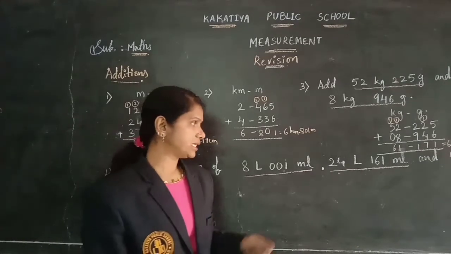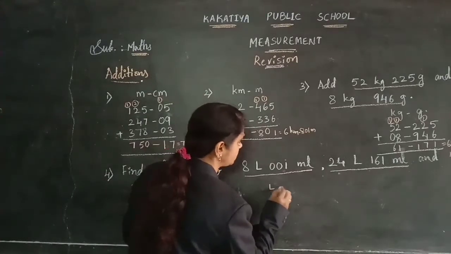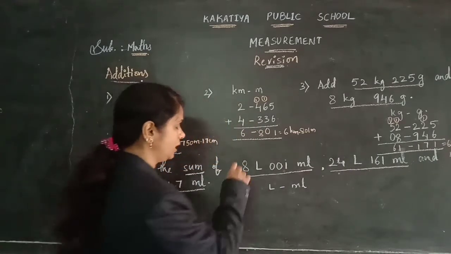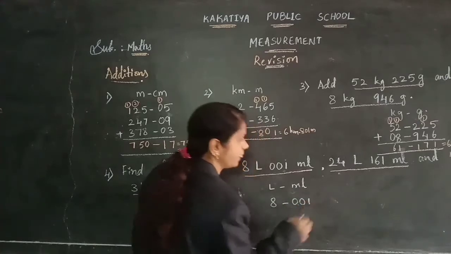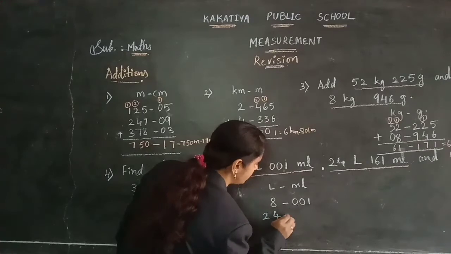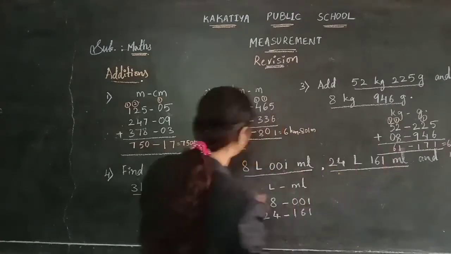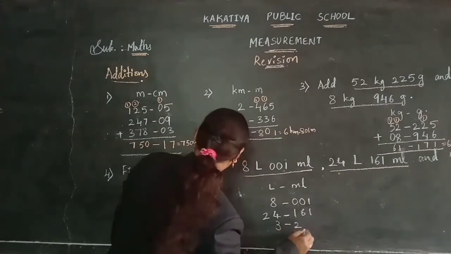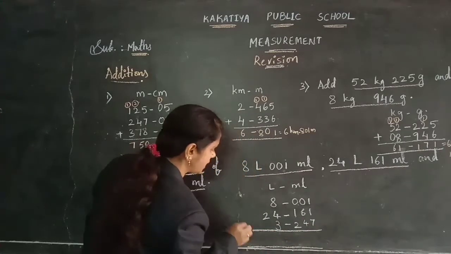Yes, now let's arrange those numbers into columns here. The common measures are liters and milliliters. First we take the first number, 8 liters and 001 milliliters. The second number is 24 liters and 161 milliliters. And the third one is 3 liters 247 milliliters. Come on, let's add here.